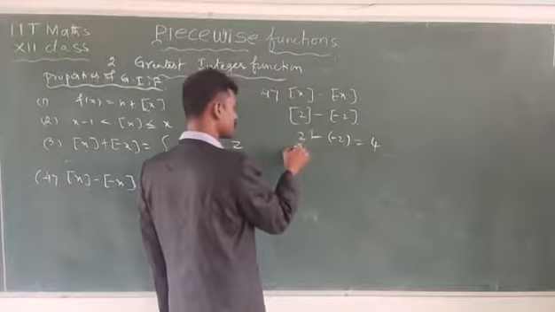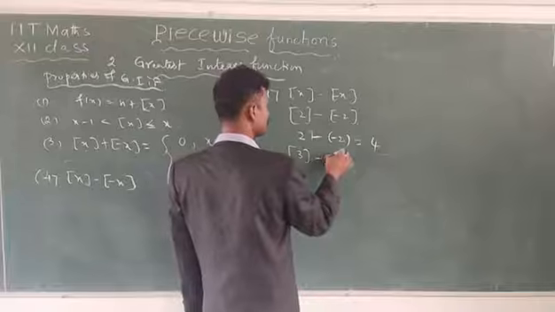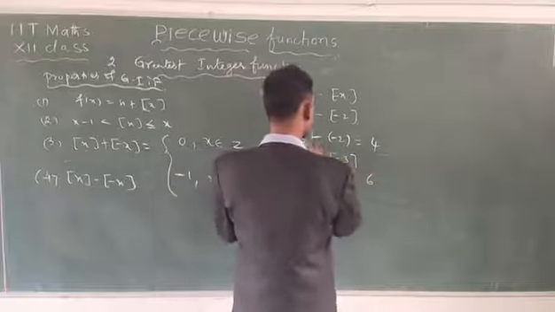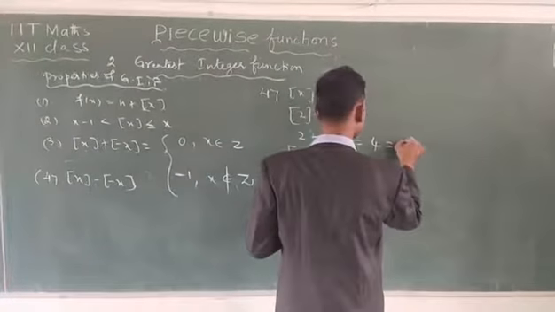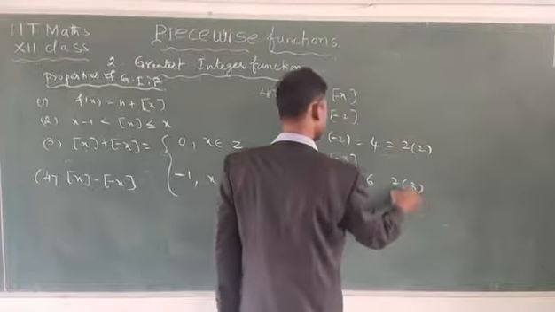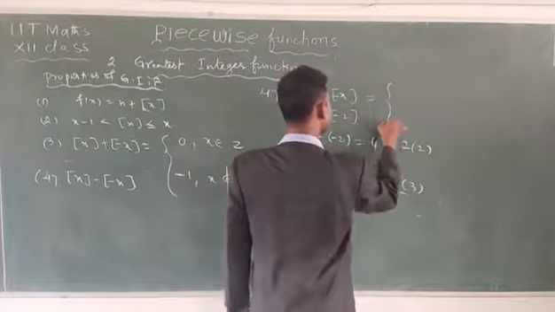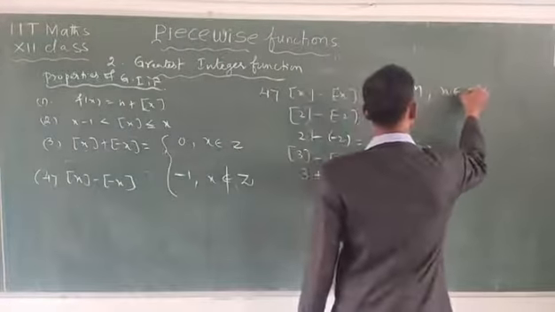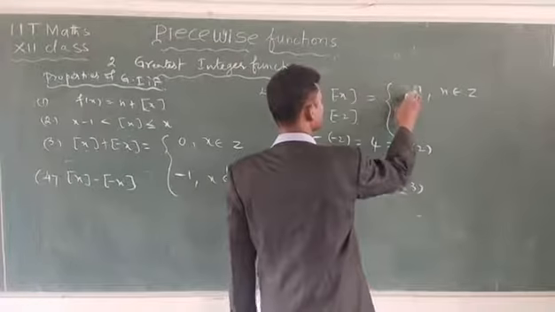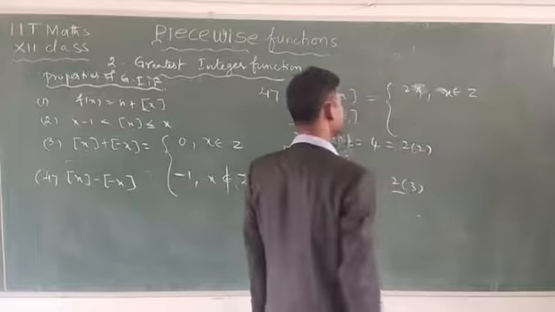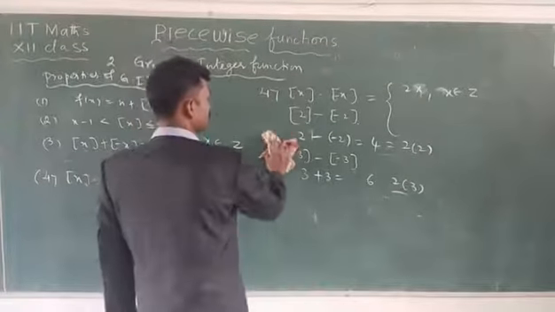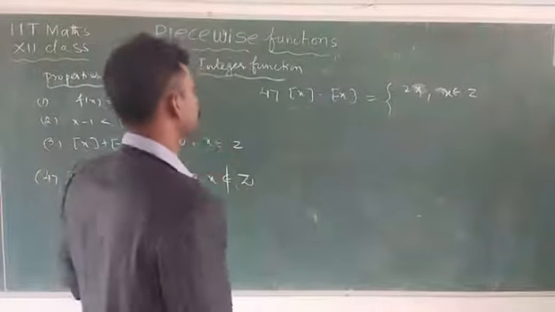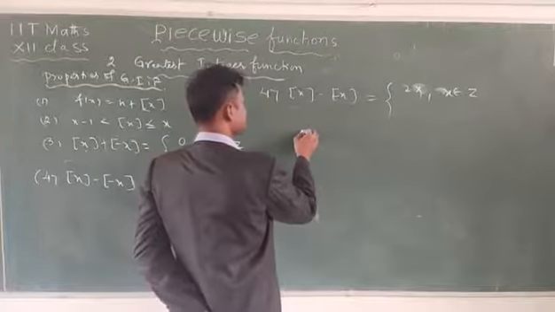Suppose you take 3, then step of 3 minus step of minus 3 is 3 plus 3, 6. Here 2 means 4, here 3 means 6, that is 2 times 2, 2 times 3. That means it is written as 2n, where n belongs to Z, or 2x, where x belongs to Z.